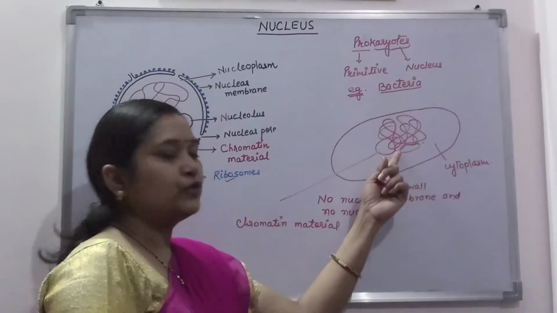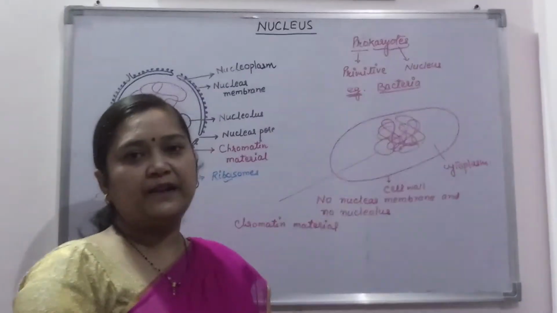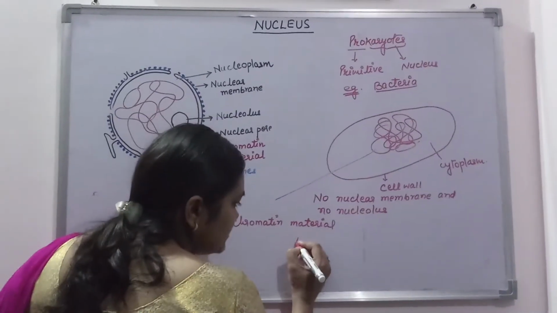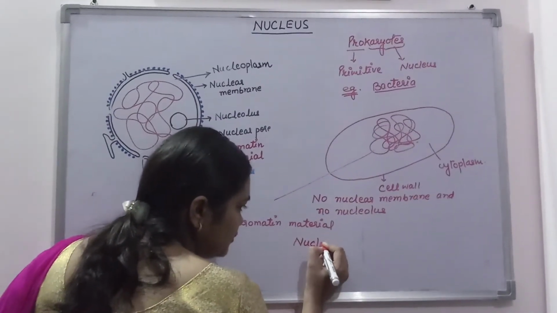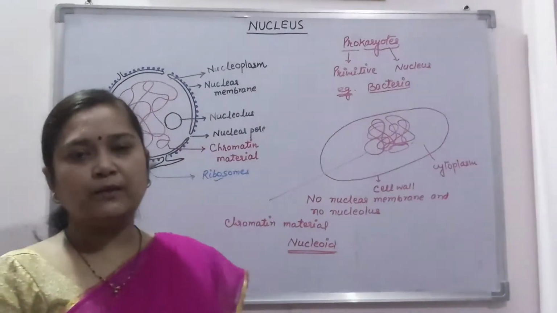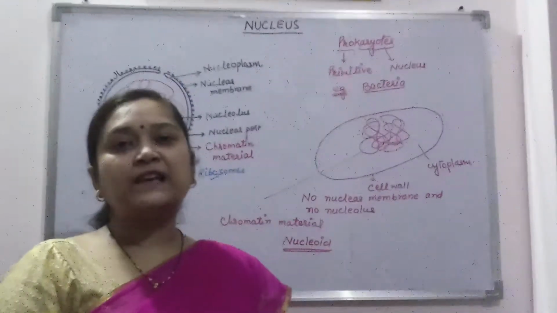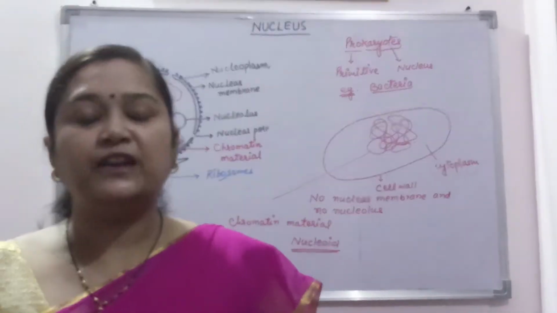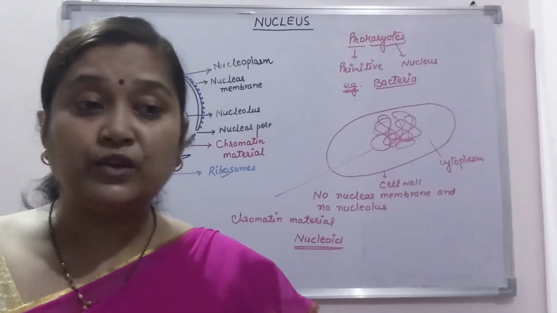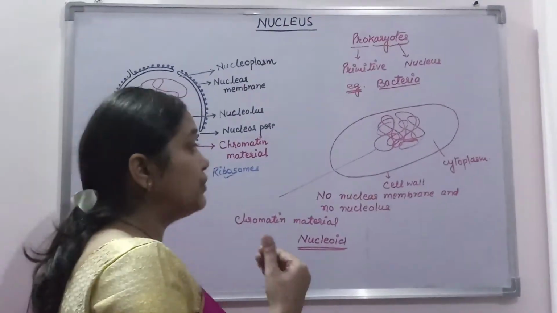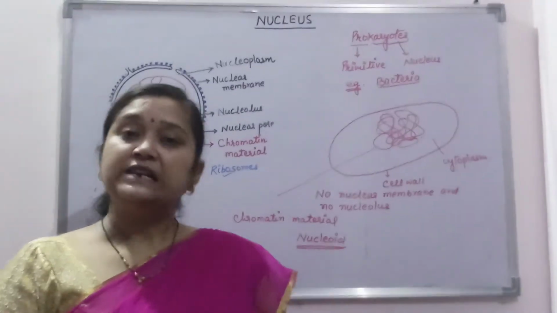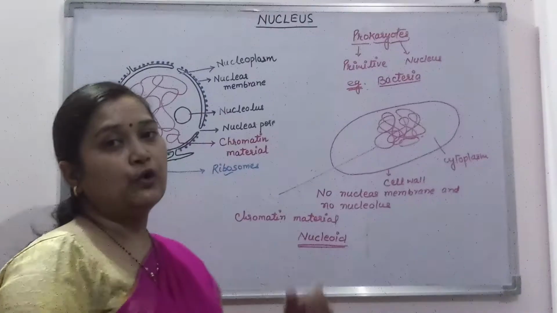When the chromatin material is freely suspended in the cytoplasm, then this structure is known as nucleoid. Fine, student. So what you have to remember? What is a nucleoid? Nucleoids are present in the prokaryotic cell where the chromatin material is not bounded by the nuclear membrane and nucleolus is not present. Or you can say where the chromatin material is freely suspended in the cytoplasm of the cell. Then this structure is known as the nucleoid.